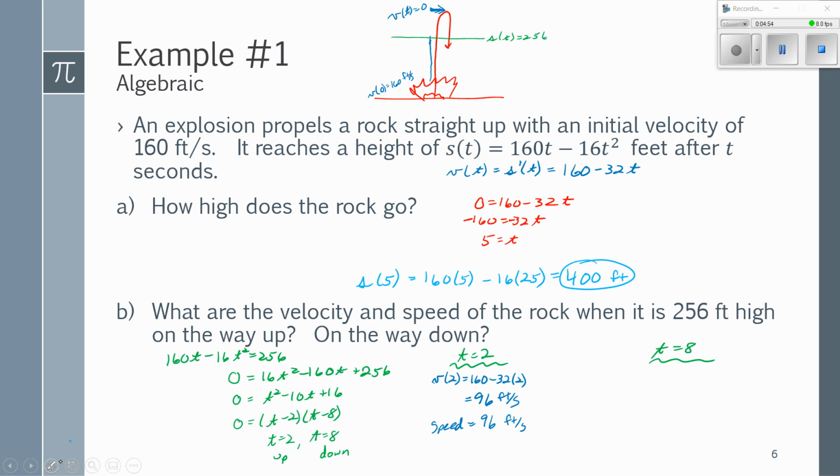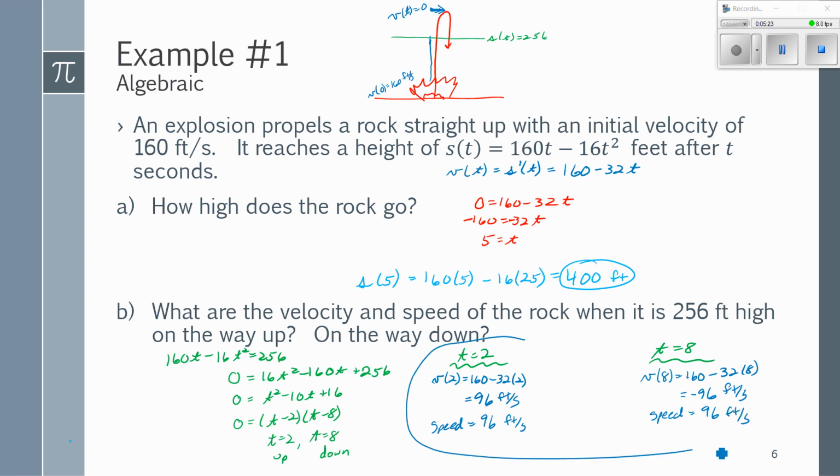When t is 8, same idea, so v of 8 is 160 minus 32 times 8. 32 times 8 is 256. Minus 160 is negative 96 feet per second. The speed is the absolute value of that. So my speed is going to be a positive 96 feet per second. And there are my answers for that.